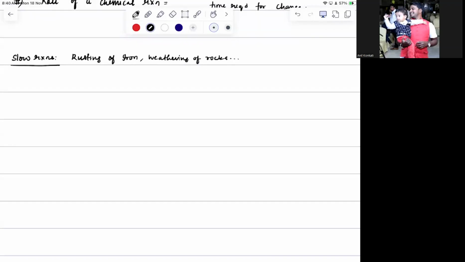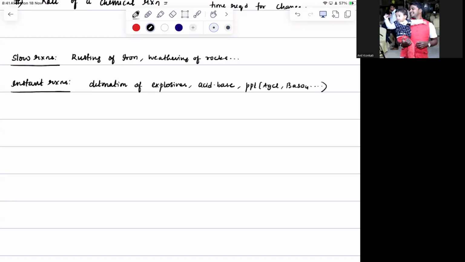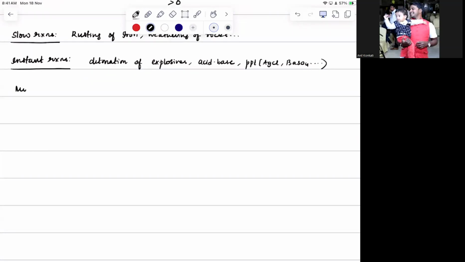While if you notice instant or fast reactions here, that include detonation of explosives, acid-base reactions, precipitation like AgCl precipitate, BaSO4 formation, like this. Any precipitate reactions. Then we have moderate type of reactions.